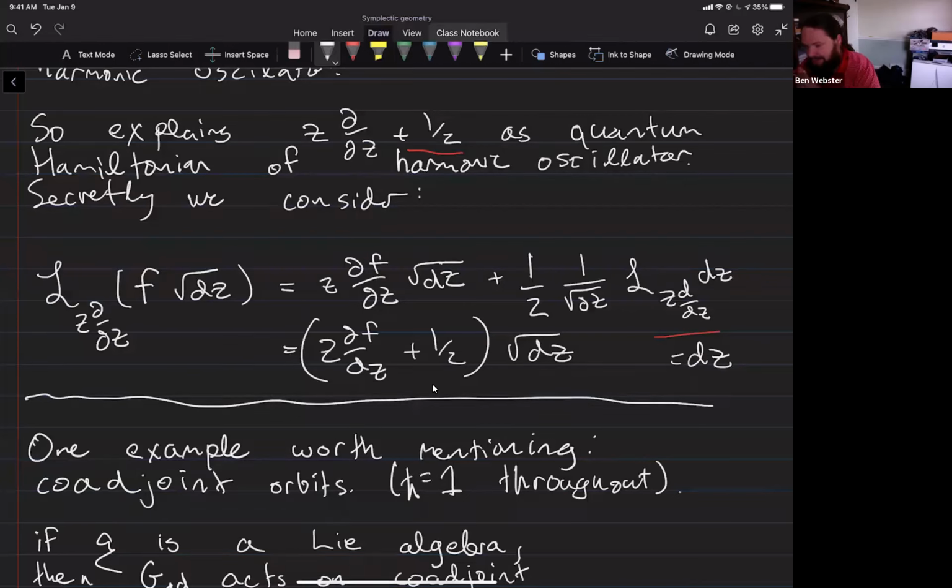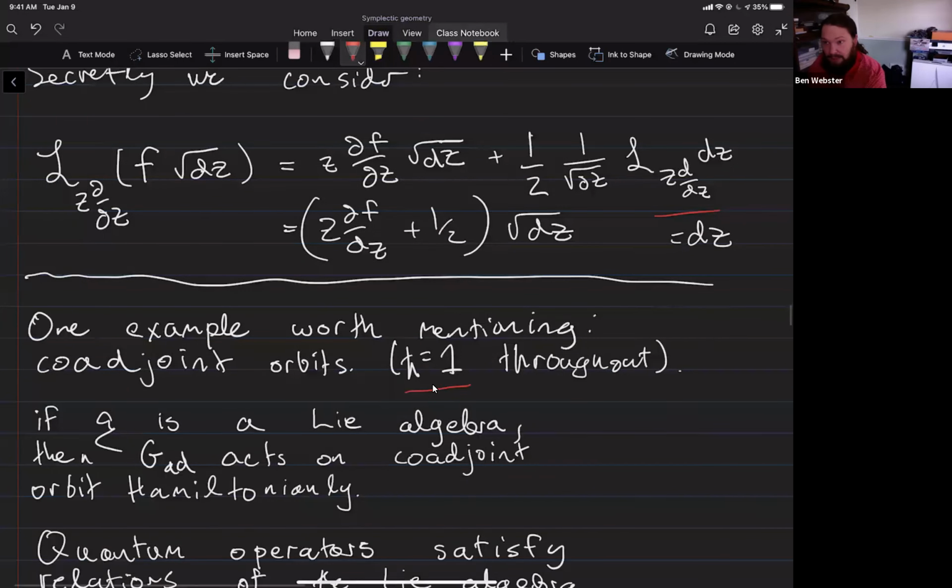Okay. There's one other example of geometric quantization that I thought was worth talking about. To simplify my life, I'm just going to say h bar equals 1 throughout. If I start with a Lie algebra, then as we discussed, its coadjoint orbits have a symplectic form on them, and the adjoint form of the group associated to G acts on these coadjoint orbits Hamiltonianly, by just including the coadjoint orbit into the dual of the Lie algebra.